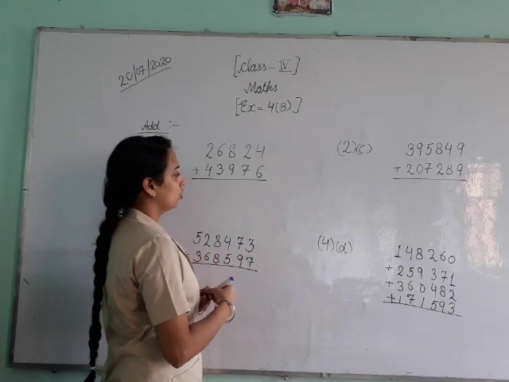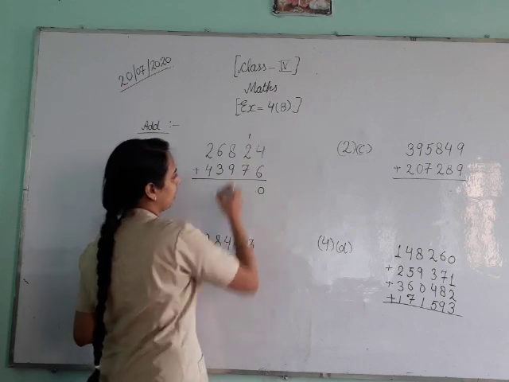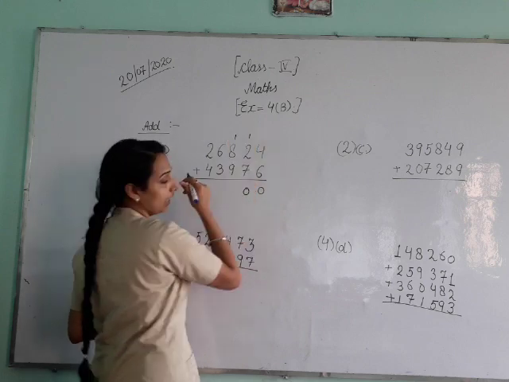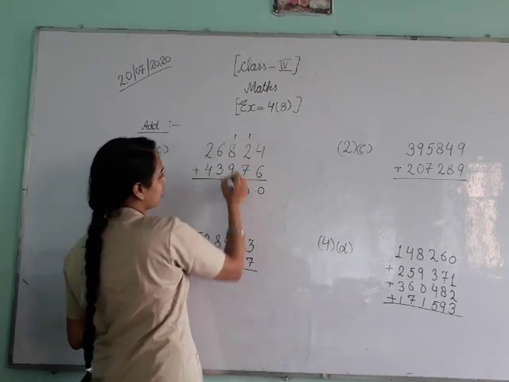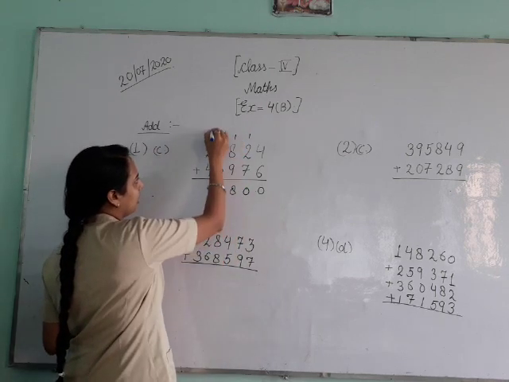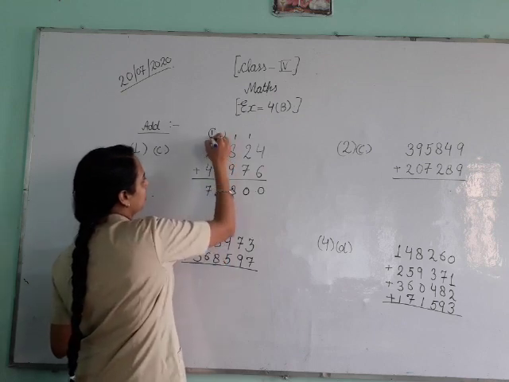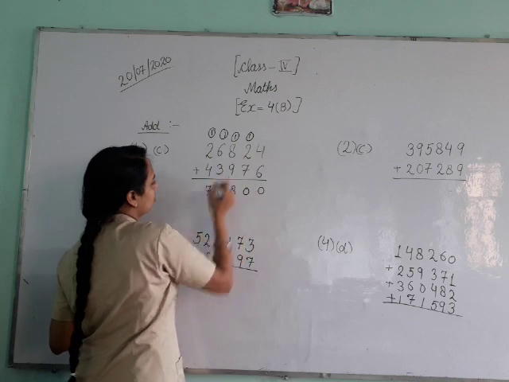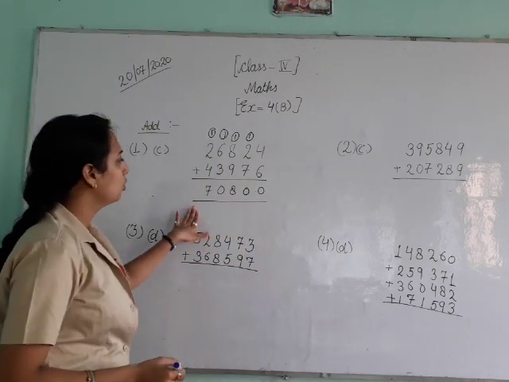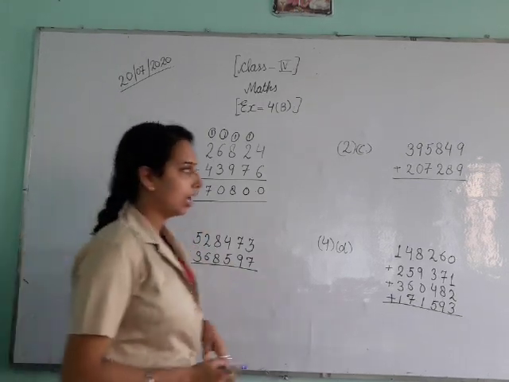Okay? So let's start. 6 plus 4 are 10 and 1 carry. 7 and 2 are 9 and 1 is 10. Then again 1 carry. 9 and 1 is 10, plus 8 is 18. 1, 6, 7, 7 and 3 is 10. Again 1 carry. And 4, 5, 6, 7. So this is your answer. Understood? Understood, dear students? Okay. You may note down this work in your copy or you can do it in your book only. Okay?